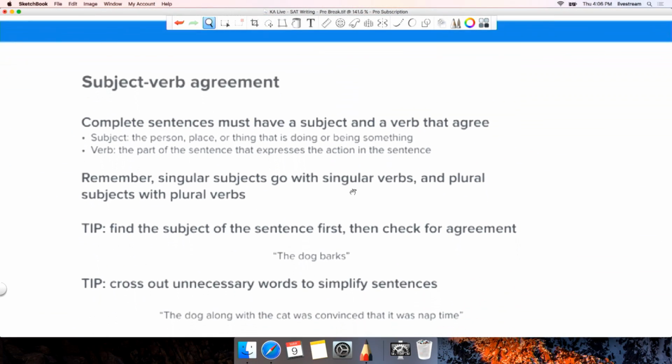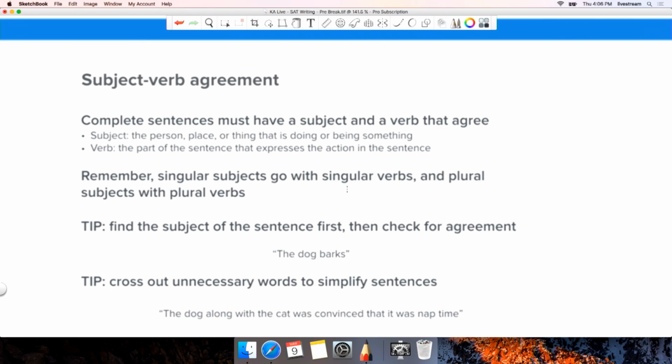So, subject-verb agreement. To start, as a background, you want to remember that complete sentences must have a subject and verb that agree. Now, before I go any further, a quick reminder, a subject is the person, place, or thing that is doing or being something. So, that is doing or being the action. And then the verb is the part of the sentence that expresses the action. So every complete sentence has to have both of those parts. If it doesn't have one of those parts, it is an incomplete sentence.